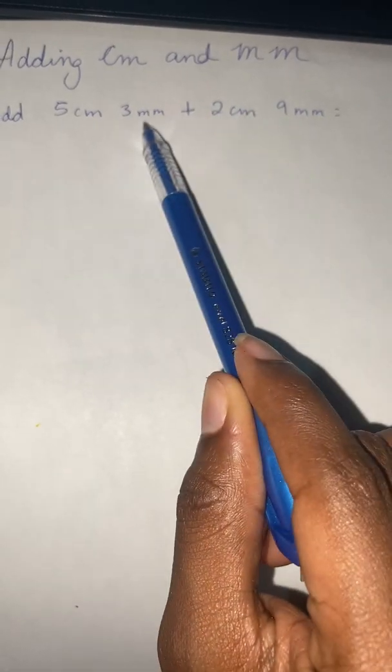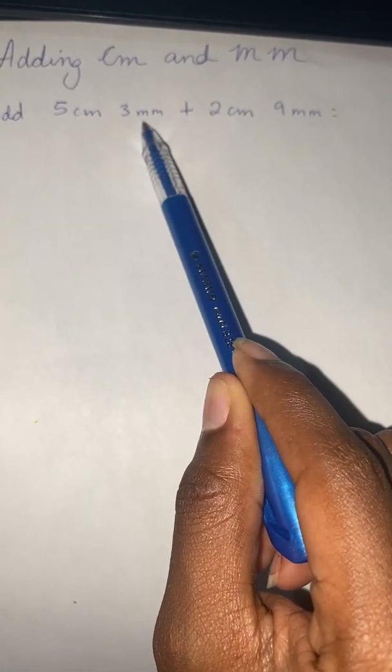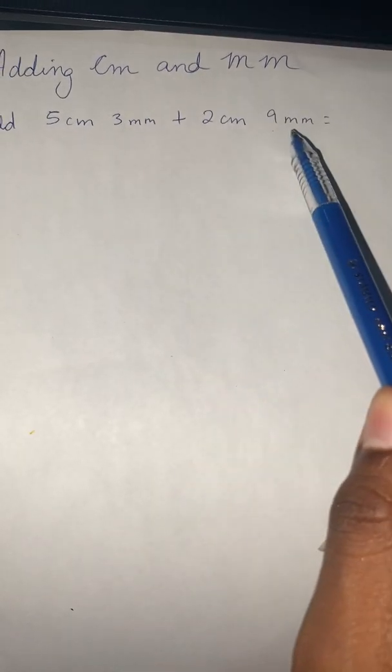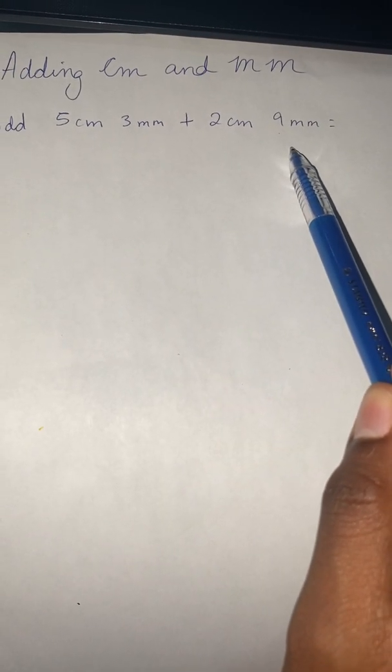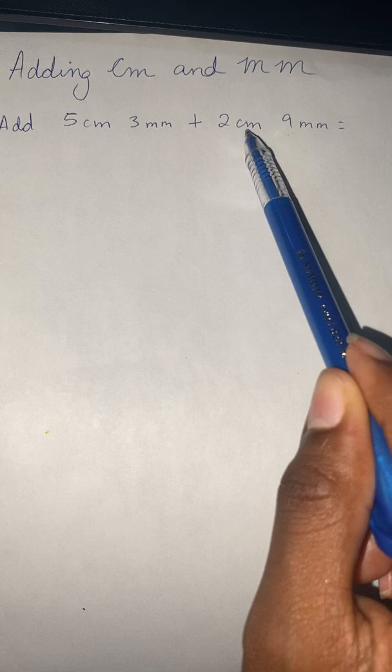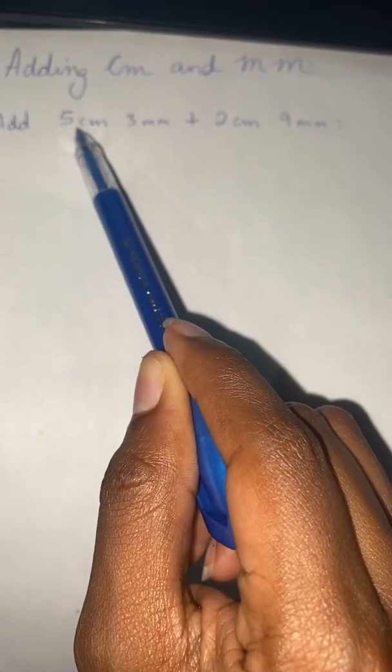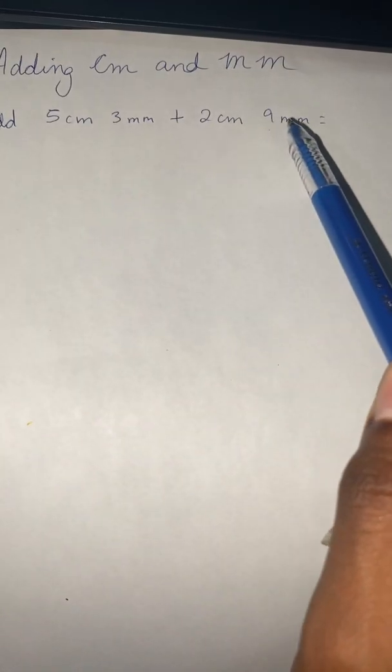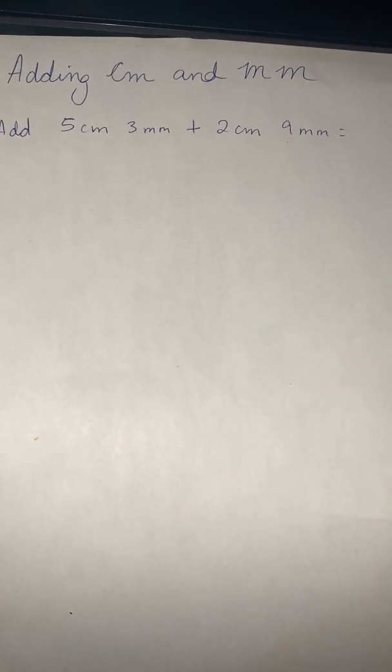because if I add 9 millimeter and 3 millimeter, I'm going to get 12 millimeter. And I need to remember that 10 millimeter is 1 centimeter. So I will have to add 1 centimeter to this house and then use the remainder. So the easiest way for us to do this is for us to convert the measurements to millimeter.